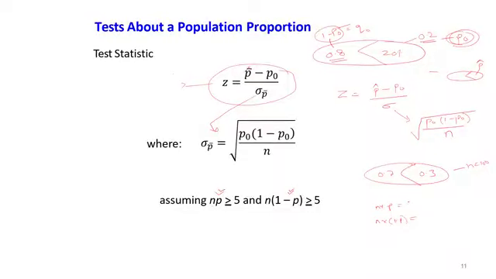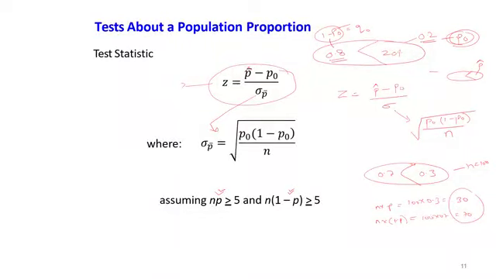So in this case, if I go 100 into 0.3, then it is 30 units. And here 100 into 0.7 is 70. So in all, the total is 100. In this case, both these assumptions are met, so I can go and perform this test.